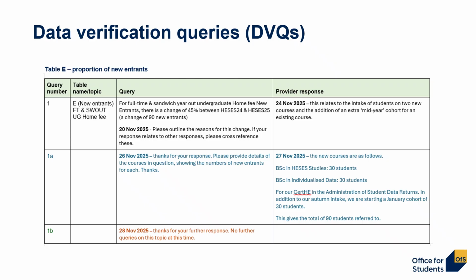This slide will give you an idea of the back and forward of the data verification process. Here's just one page from the Word document that I just described that's exchanged between the data verifier and the student data contact throughout the verification process. Here we see questions on comparison table E, which is about the proportions of new entrants. We won't show the comparison table itself here because we just want to show the format of the data verification queries. Under the heading Table Name / Topic, the relevant place on the data entry table in question is identified. In this case, it's the row for full-time and sandwich year-out home fee undergraduates.